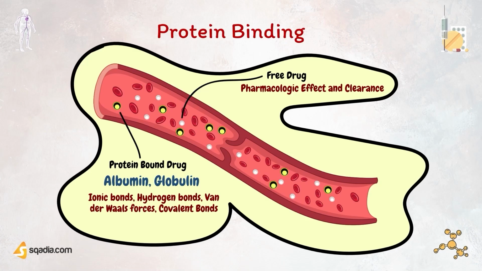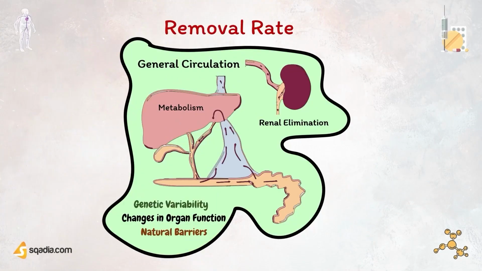The degree of plasma protein binding can also influence drug interactions between multiple drugs. When two drugs are administered concurrently and both bind to the same plasma protein, they can compete for the binding site. It can lead to changes in the concentration of free drug and potential changes in the pharmacologic effect of drugs. Next we have is removal rate.